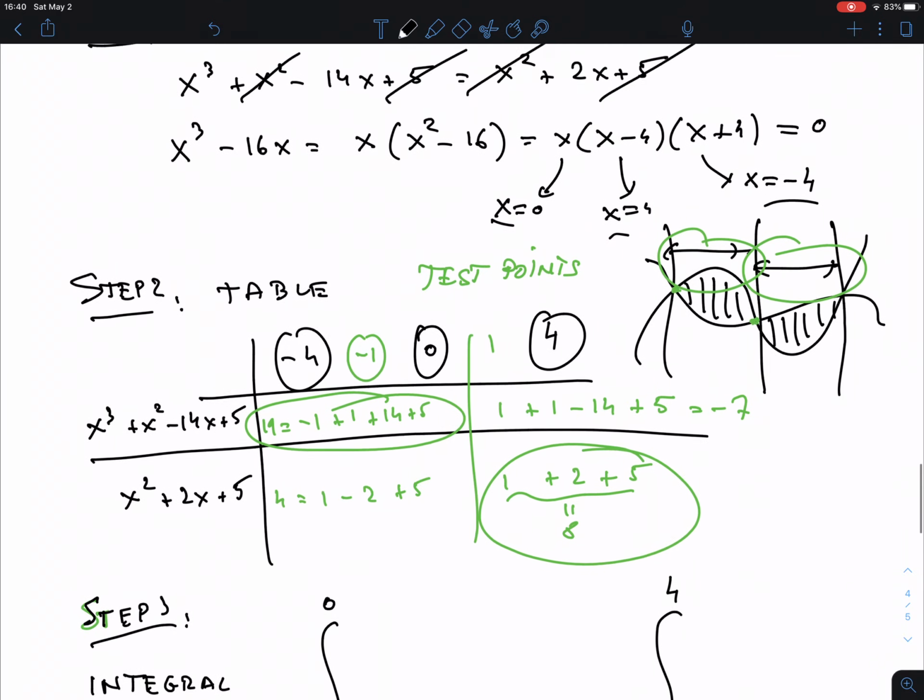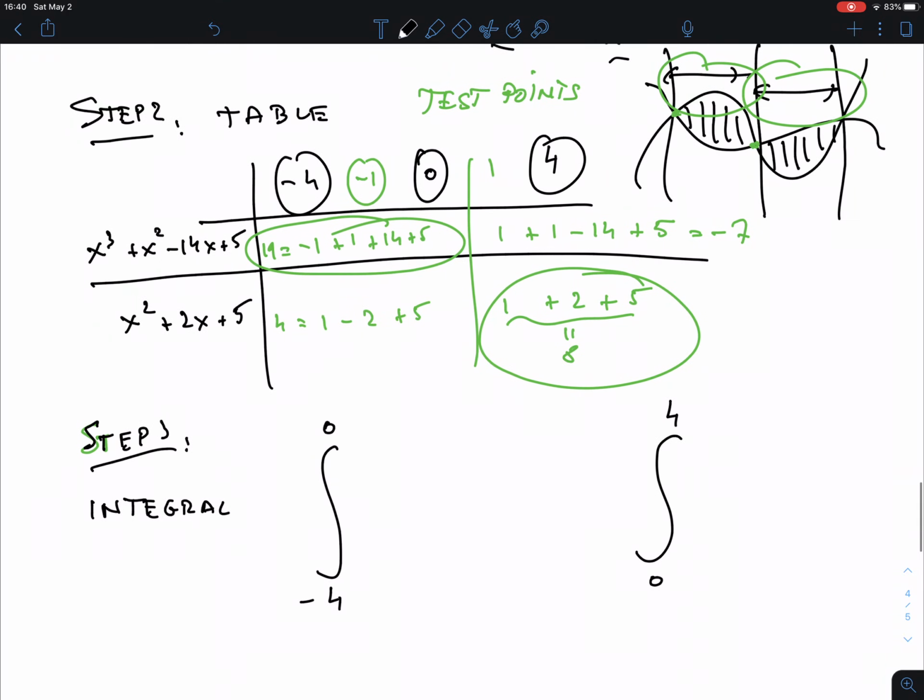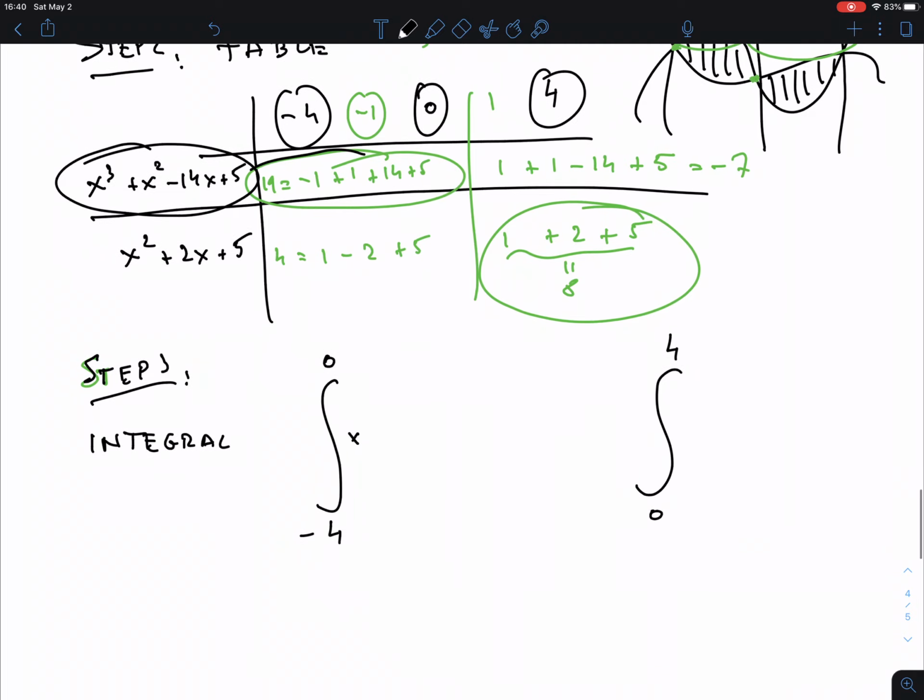So what does now go here? What do I have to write here? Well, here I have to write the top one first. So this was the top curve in this interval. So we have to do x cubed plus x squared minus 14x plus 5, and subtract from that the bottom curve, x squared plus 2x plus 5, dx. But here, for the next one, the roles are reversed.